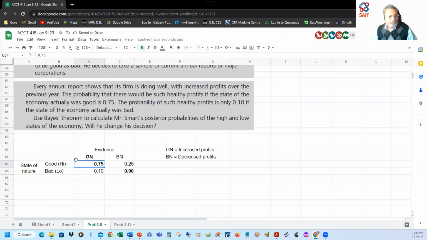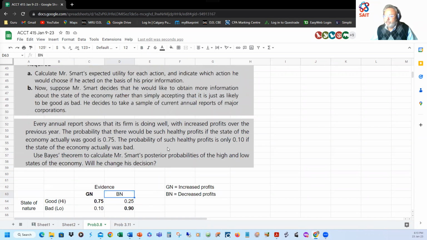If you look at the main diagonal, the probabilities are 75% probability that the economy is in a good state when the evidence is good news, and a 90% probability that the economy is doing poorly when you see bad news in the annual reports. So this is the information system, or the information table, that we can prepare from the information that Mr. Smart has been able to collect from his research.